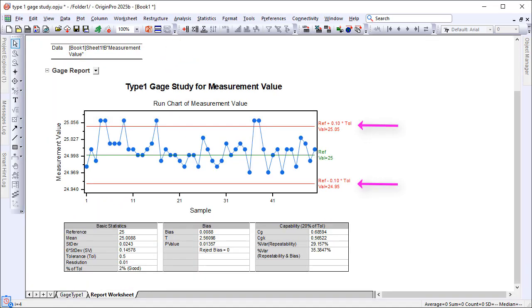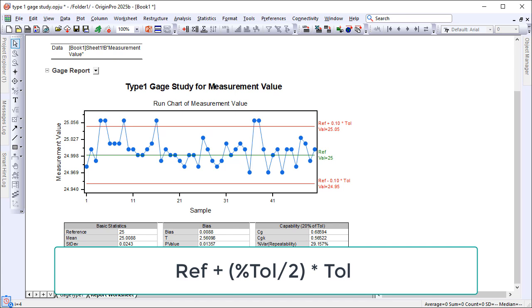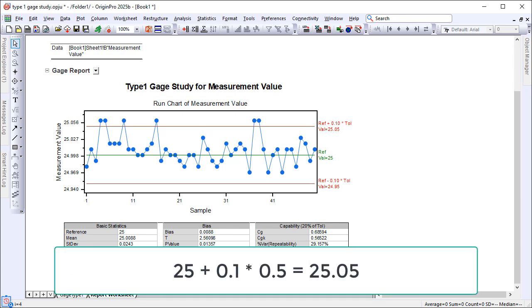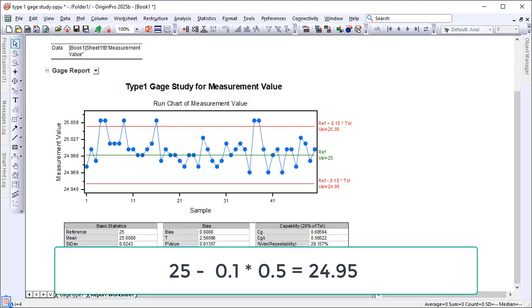The tolerance bands of the run chart are calculated using the reference value plus or minus half of the percent tolerance, which is 0.20 divided by 2, multiplied by a tolerance of 0.5. For the upper band, this is 25 plus 0.1 times 0.5, which equals 25.05. For the lower band, this is 25 minus 0.1 times 0.5, which equals 24.95.